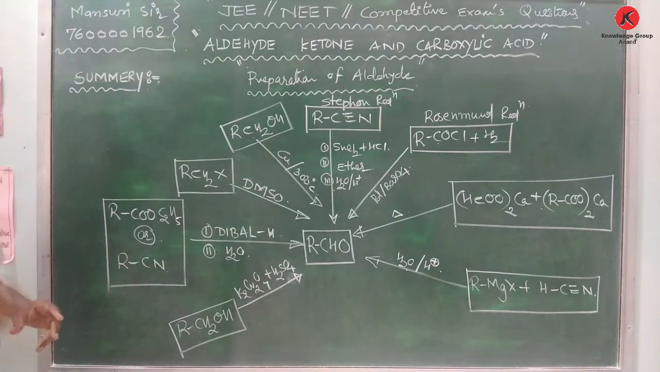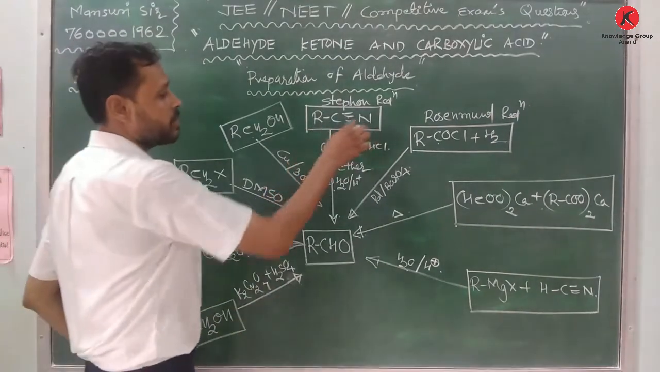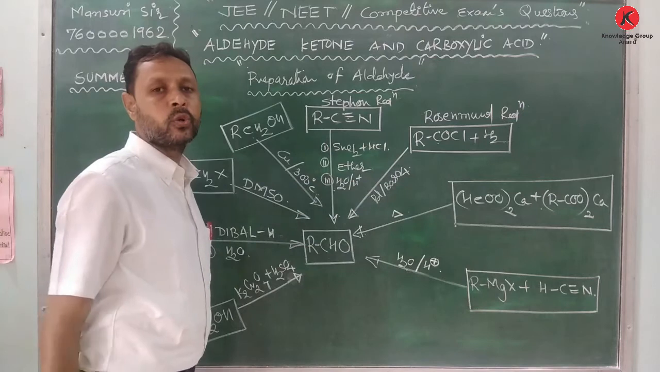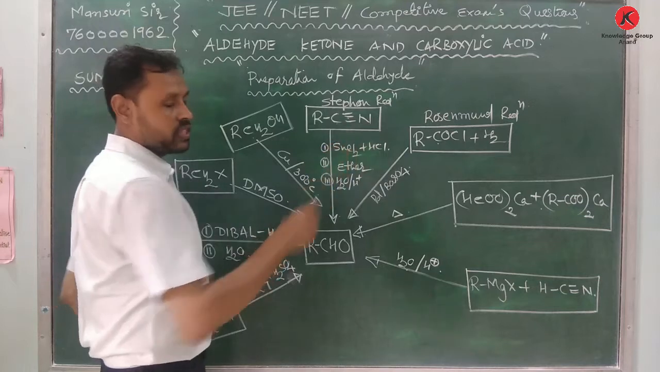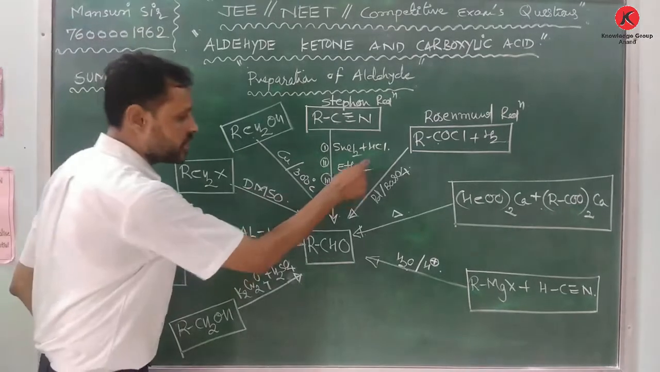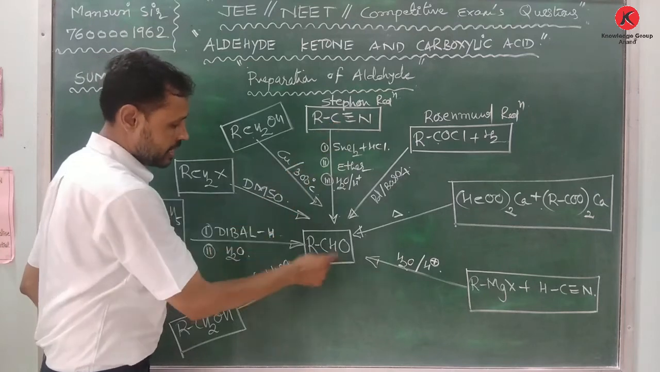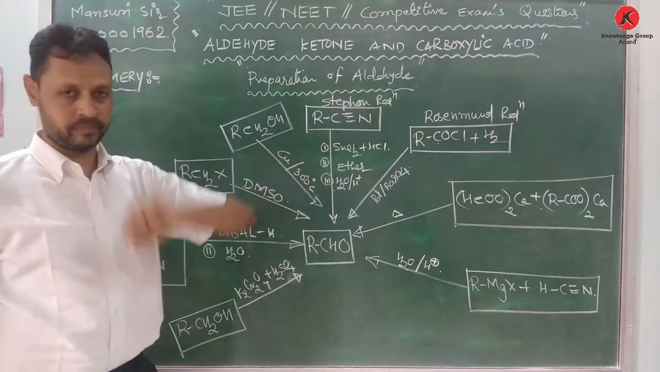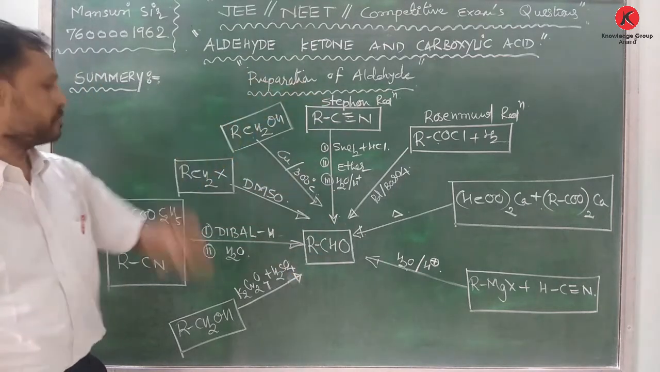Now we will discuss first the Stephen reaction. When cyanide compounds react with the mixture of SnCl2 and hydrochloric acid in presence of ether, and thereafter by hydrolysis we can obtain aldehyde. So this reaction is known as the Stephen reaction. So by Stephen reaction we can obtain aldehyde from cyanide.